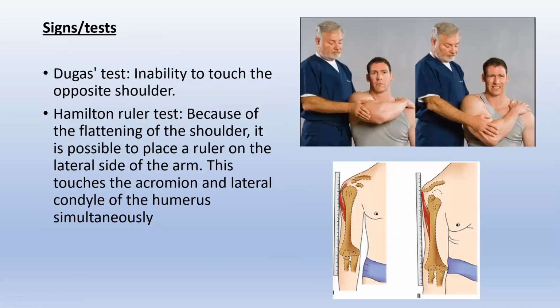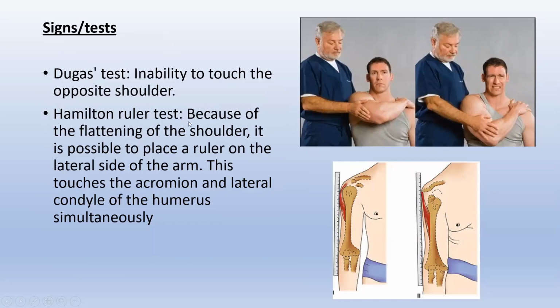Duga's test. In Duga's test, the patient is asked to touch the opposite shoulder, and then the elbow joint of the patient is pushed downwards so that it touches the chest of the patient. Doing this, the patient feels pain in the shoulder. In this picture, we can see that the clinician is trying to push down the elbow joint when the opposite shoulder is touched, and the patient is feeling pain in doing that. So Duga's test is positive, and therefore anterior dislocation of the shoulder has occurred.